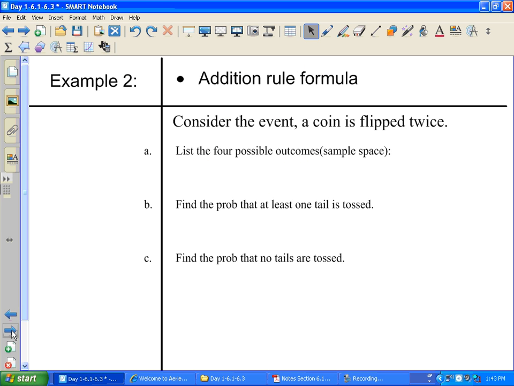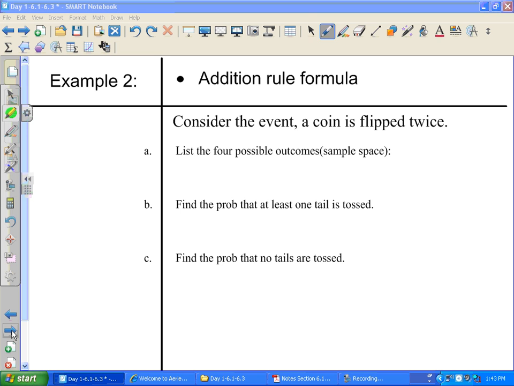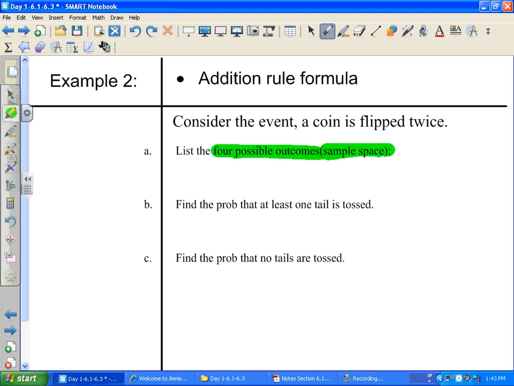All right, next thing. Consider the event a coin is flipped twice. Another vocabulary word right here, sample space. Sample space just means all the possible outcomes. In this case, there's 4. So sample space means what can happen. What are we doing? We're flipping a coin. In fact, how many times are we flipping a coin here? Twice.